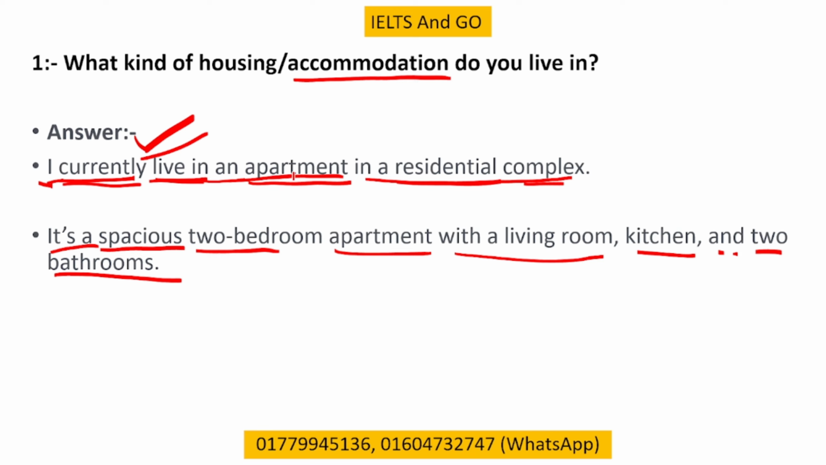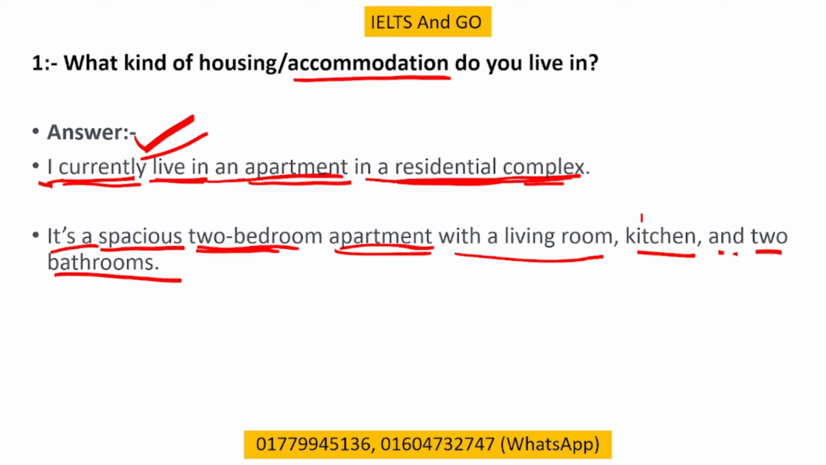এই যে apartment, this is a topic related vocabulary. Residential complex, this is another topic related vocabulary. Two bedroom apartment, these are topic related vocabulary. If you answer irrelevantly, you won't get your expected score. You will get 5. So you should be careful, you should be conscious about using topic related vocabulary.